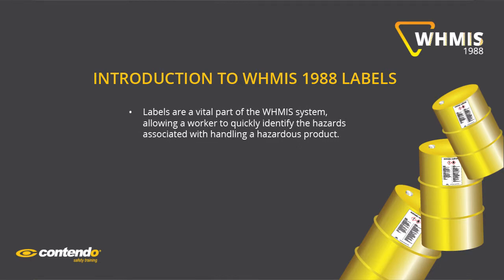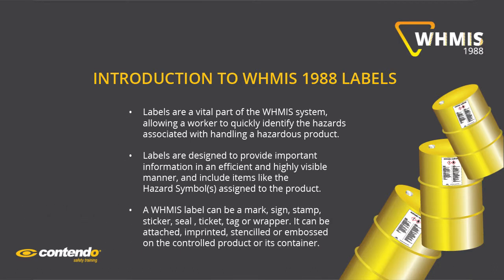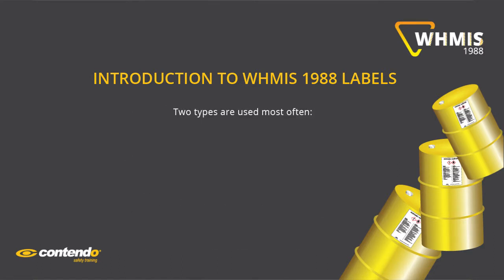Labels are a vital part of the WHMIS system, allowing a worker to quickly identify the hazards associated with handling a hazardous product. Labels are designed to provide important information in an efficient and highly visible manner, and include items like the hazard symbols assigned to the product. A WHMIS label can be a mark, sign, stamp, sticker, seal, ticket, tag, or wrapper. It can be attached, imprinted, stenciled, or embossed on the controlled product or its container. Two types are used most often. There are supplier labels and workplace labels.